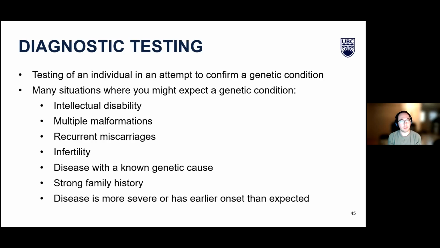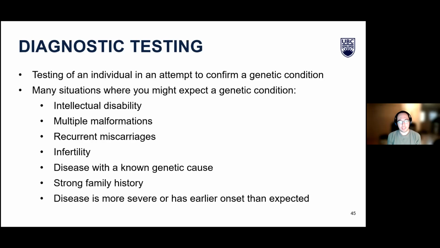This would include intellectual disability and multiple malformations of a child. So if a newborn is born with several different malformations of their face, or maybe they have a heart condition as well that's found, this would make us think that there's maybe a genetic condition, versus them being born with, say, just one facial abnormality, which is not making us think as much of a genetic condition as compared to several malformations. Recurrent miscarriages and infertility in some cases can be due to certain genetic conditions.